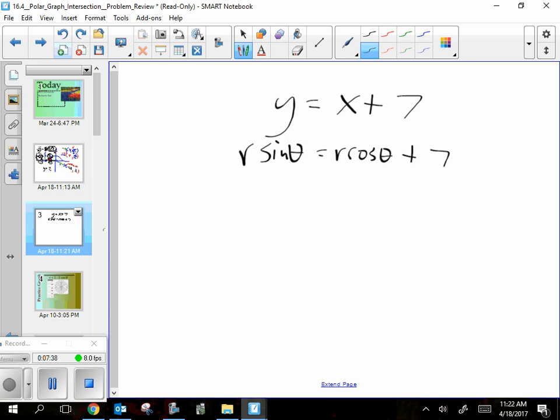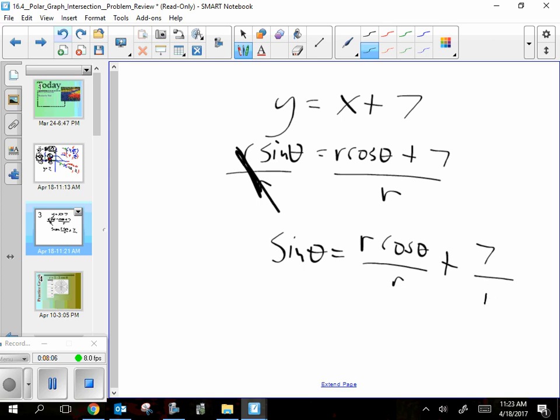Now, just to clarify, I can divide by r on both sides. And some of you are going to be bothered by the fact that that r is going to just disappear, and that this r, you might think that that can cancel like that, but it actually can't. What you could do is, if I divide both of them by r, then I could say sine theta equals r cosine theta over r plus 7 over r. And then, yeah, these r's can cancel, but I still have an r left. Is it okay to have an r left? Yes. As long as you have r's and thetas, you're in polar, and it's good.